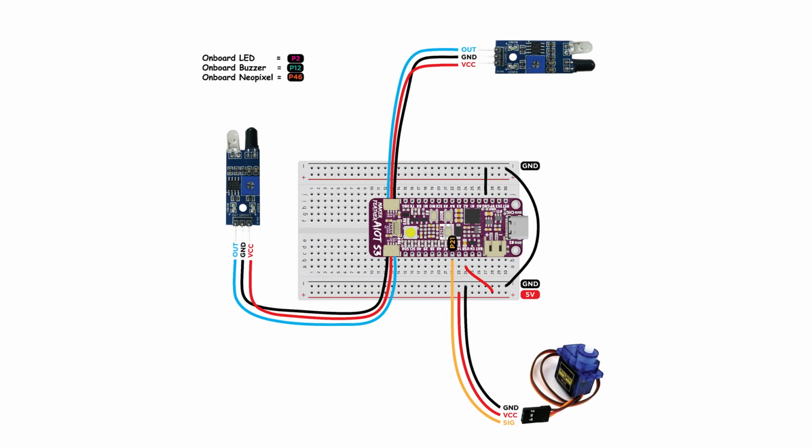For this project, you will need Maker Feather AIoT S3, breadboard, 2 infrared sensors, micro servo, onboard LED, onboard buzzer, onboard NeoPixel, 2 quick cables. You can get all these components from the Cytron IoT Kit. The connection between the components is shown in this way.